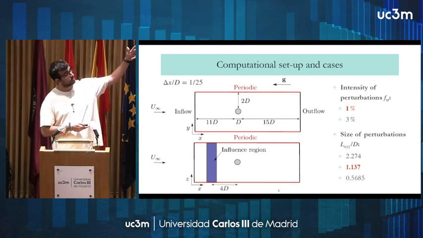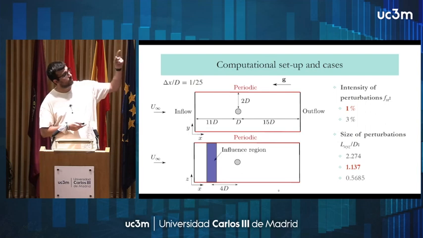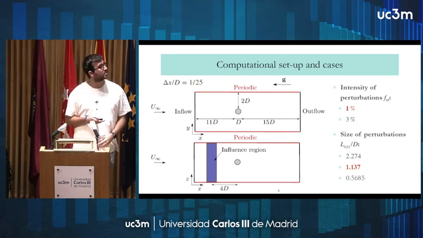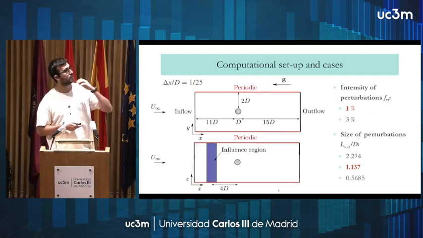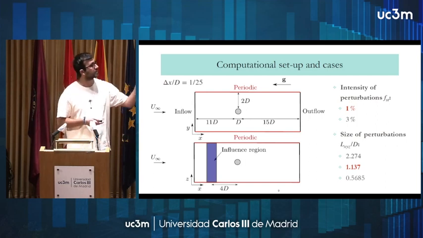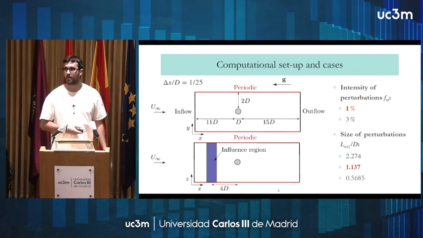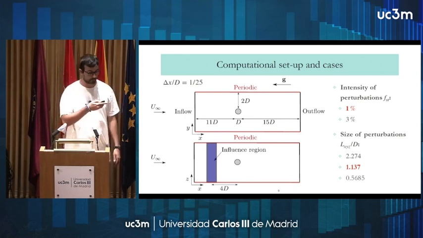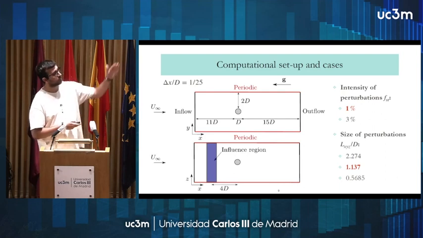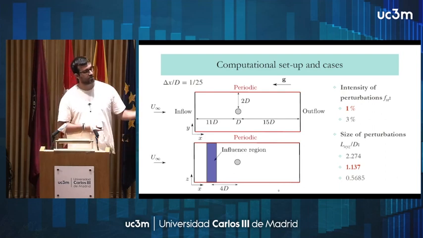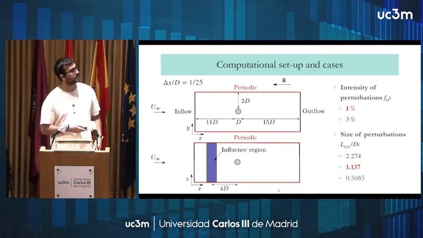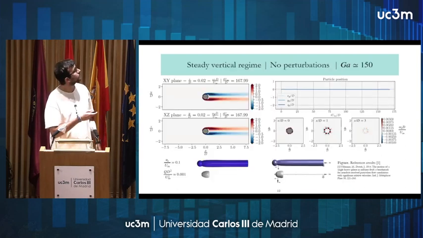The cases we're going to focus on today are the cases in which we have 1% intensity of the perturbations and an integral scale of 1.137, which is near to being 1 diameter, because I'm talking about non-dimensional quantities. But of course, we are running at the same time simulations with 3% intensity and with different sizes.